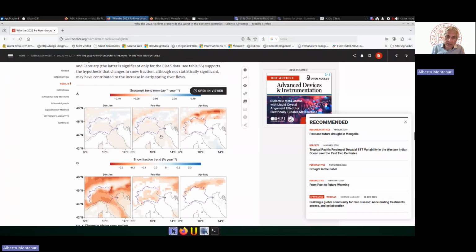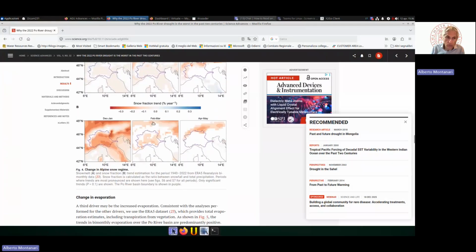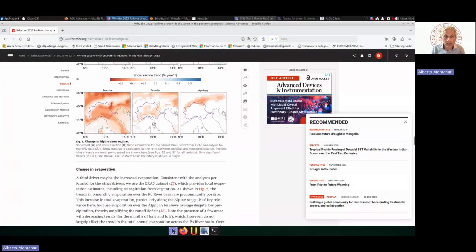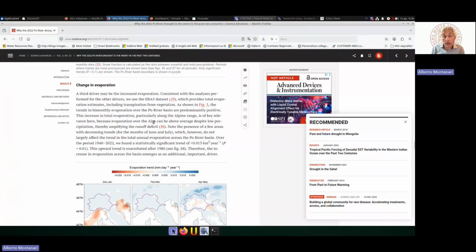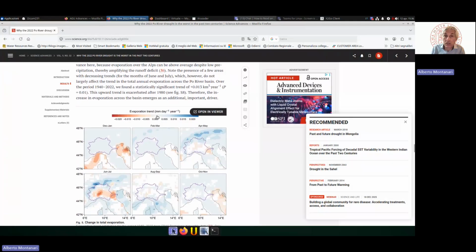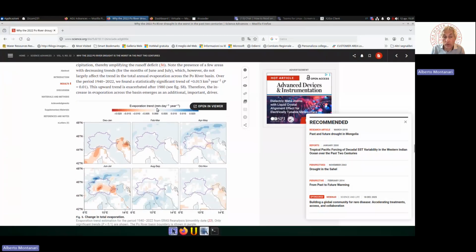Then this figure confirms that there is anticipated snowmelt, and then one may say, okay, but maybe it's also a change in evaporation that, after global warming, is causing this decrease of the river flow. And here we prove that evaporation is not changed much, and we explain what are the data that we have used to make this estimation.